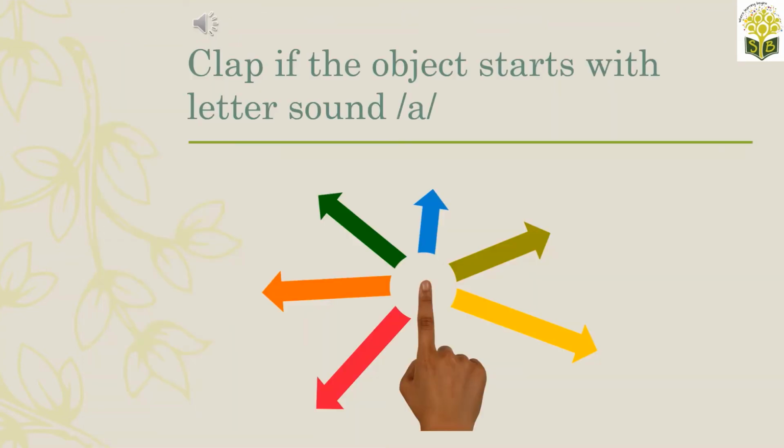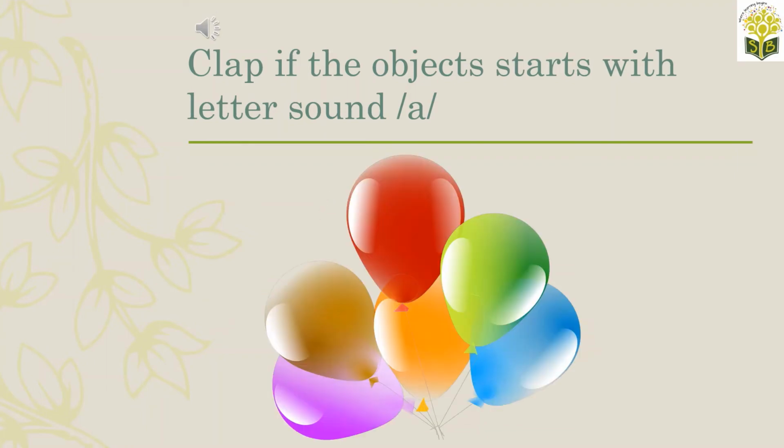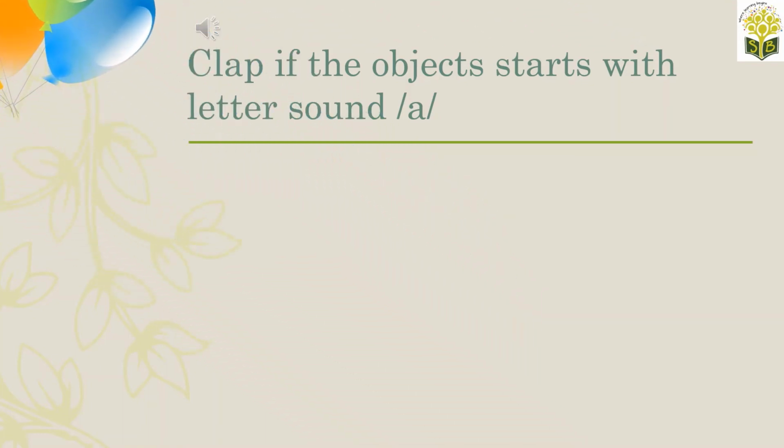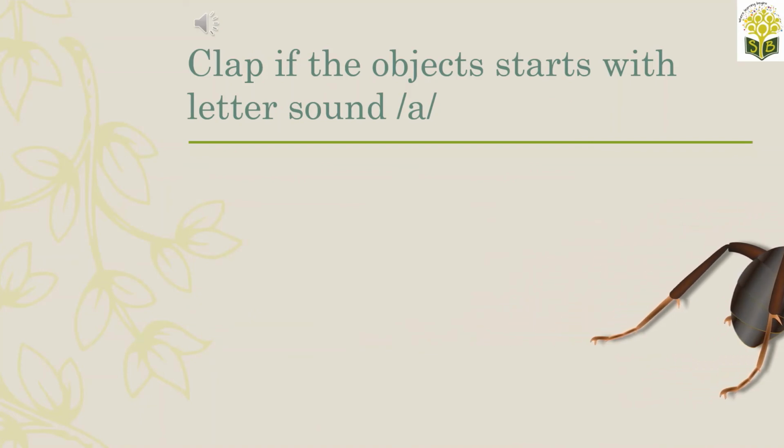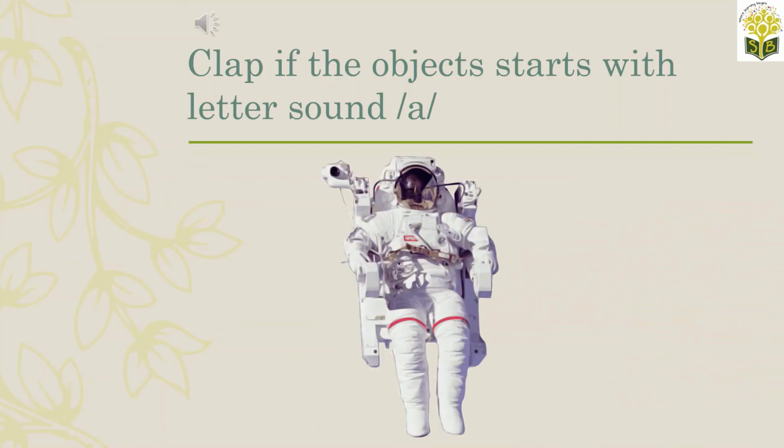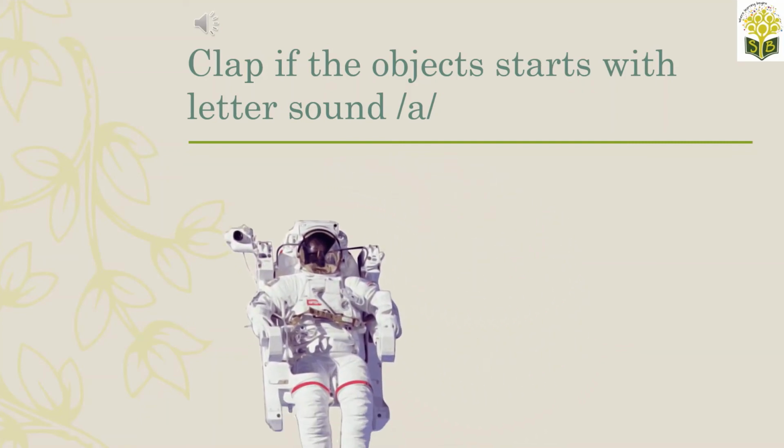Clap if the objects start with the letter sound A. A, A, arrow. Yes, clap, clap, clap. B, B, balloon. No, it does not start with the sound A. A, A, ant. Yes, clap. A, A, astronaut. Clap again.